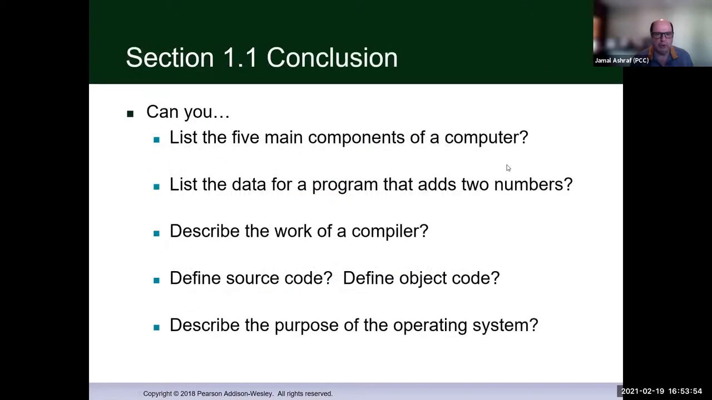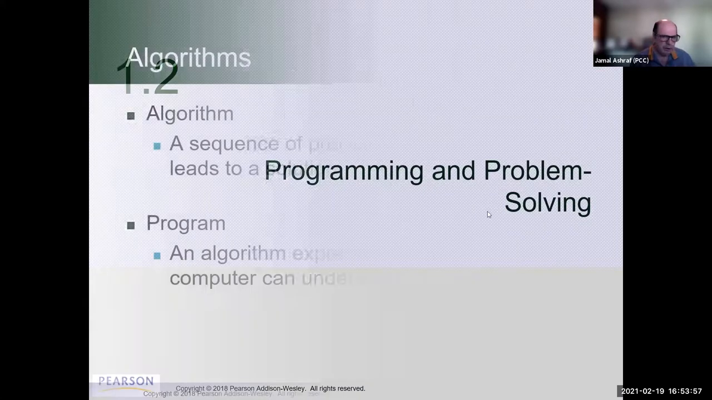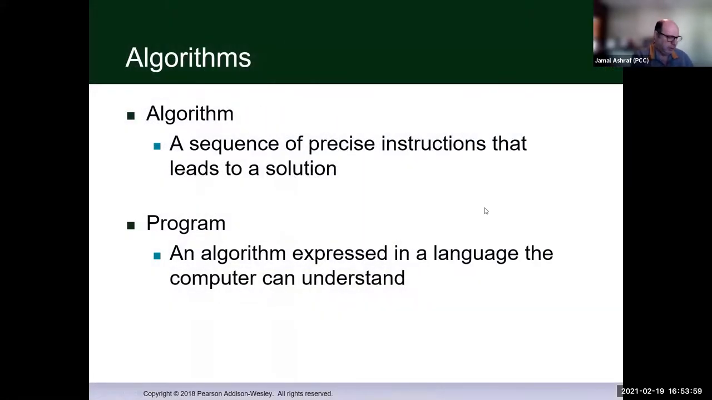I'm not going to go through the history. You can read that on your own. How much time do we have? Okay.